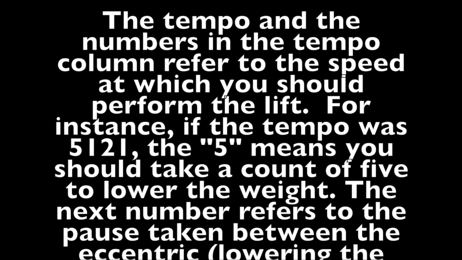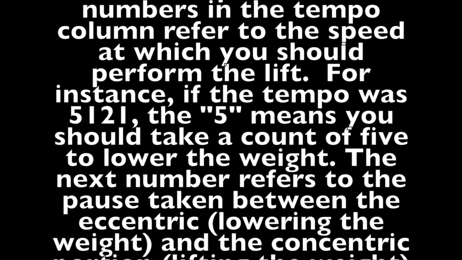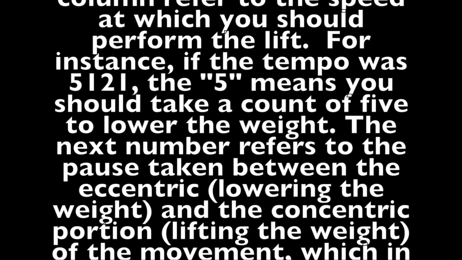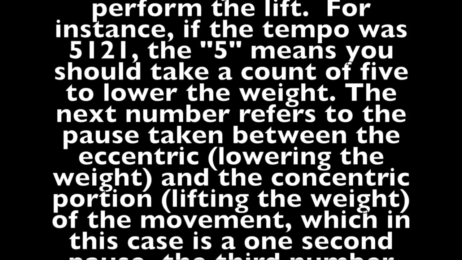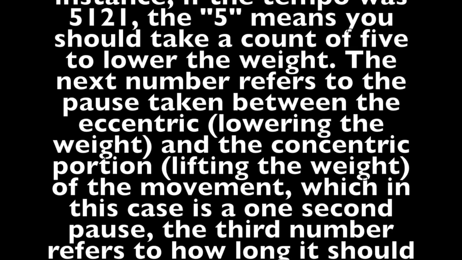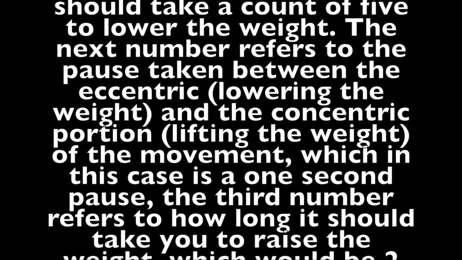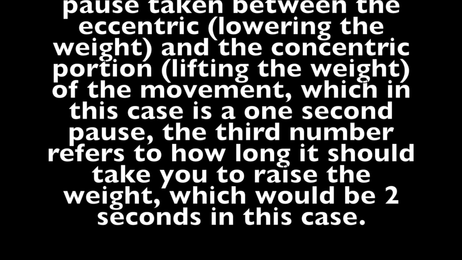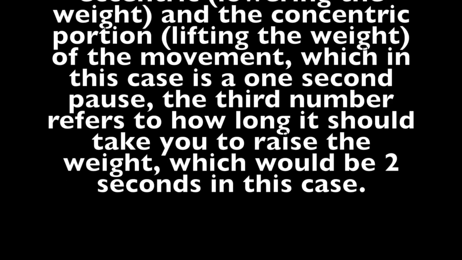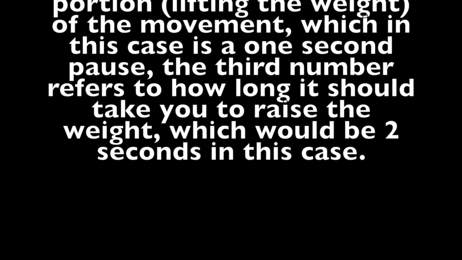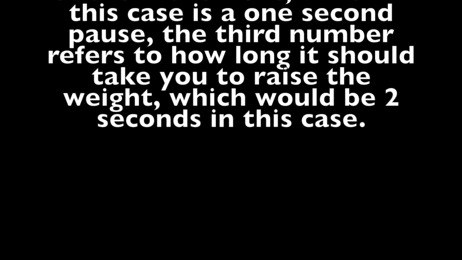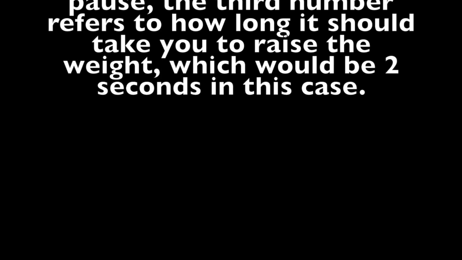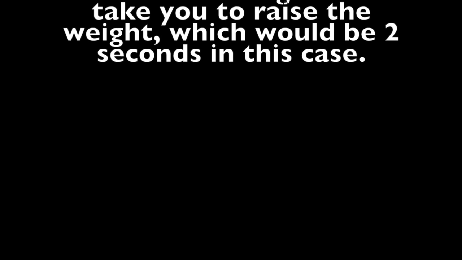It should take you 5 seconds to lower the weight into the squat, and that would be the eccentric component of the lift. The next would be a pause between the eccentric and the concentric, when you actually lift the weight, and that would be 1 second. The next would be the concentric, which is when you actually lift the weight, and that would be 2 seconds in this case. And you would pause for 1 second before descending back into the squat.